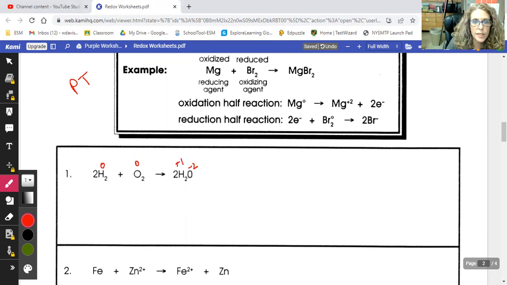That means that each of these hydrogens must be a +1. So now if you're struggling with the oxidation states, make sure you go and watch the video on assigning oxidation states. Check your notes, stay after for extra help. Assigning oxidation states is very important because using these oxidation states, we're going to determine which ones are oxidized and which ones are reduced.